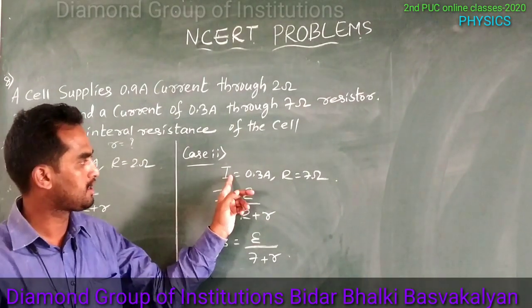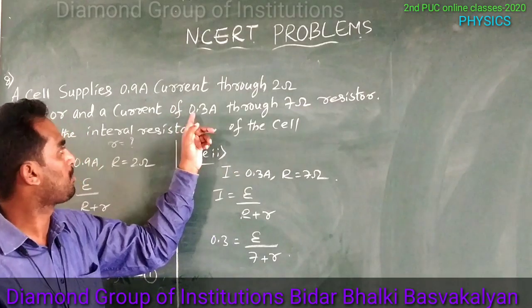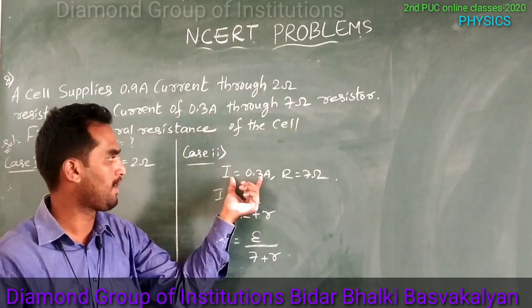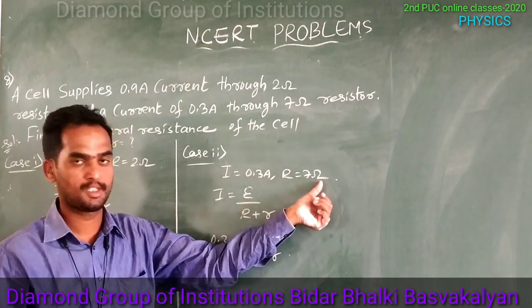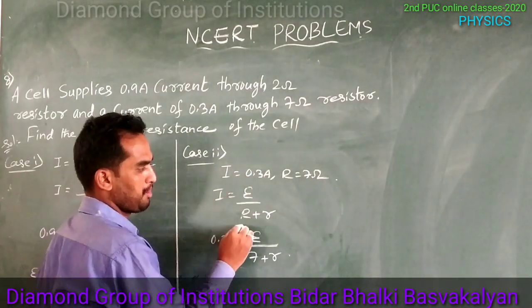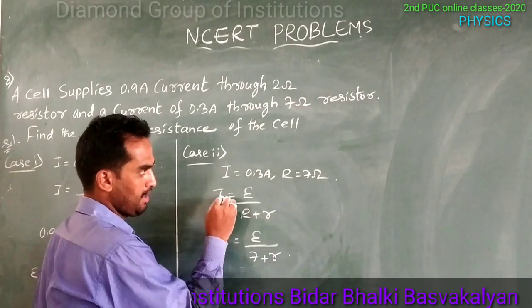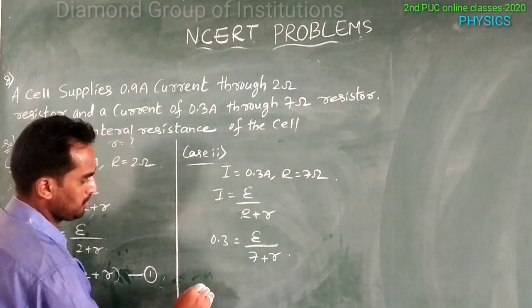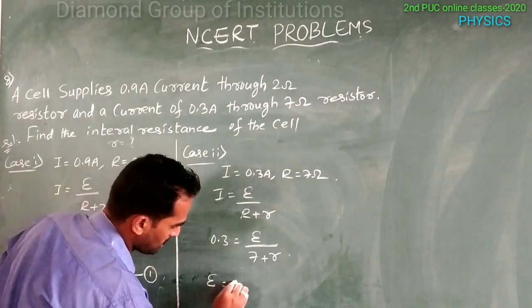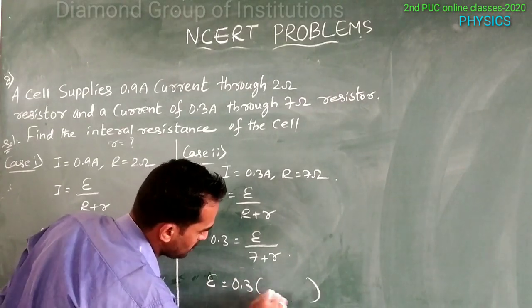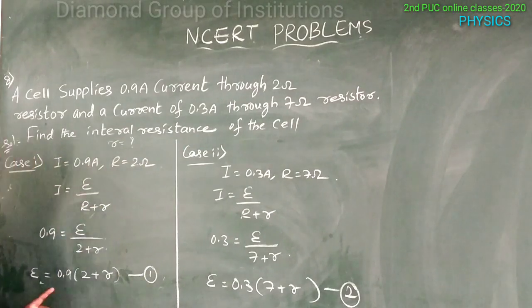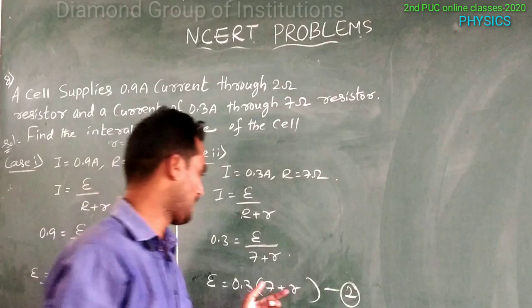Similarly, in the next case 2, 0.3 ampere current is flowing through a 7 ohm resistor. So I value is 0.3, R value is 7 ohm. So I equal to E divided by capital R plus small r, and I value here is 0.3, capital R value is 7. If you do the cross multiplication, E equal to 0.3 into (7 plus r). So this is equation number 2. In equation number 1, the left side is EMF. In equation number 2, the left side is also EMF.